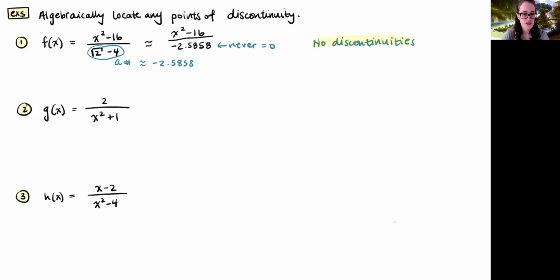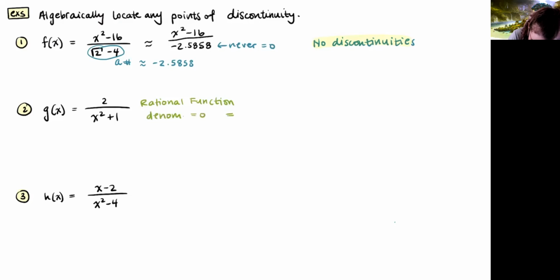Okay, in example 2, we have g of x equals 2 divided by x squared plus 1. Now this is indeed a rational function. We have x's in the bottom, and if that's the case, then we are no longer a polynomial. We have a rational function on our hands. So we want to see where the denominator is equal to 0, and that's going to give us any places of discontinuity.